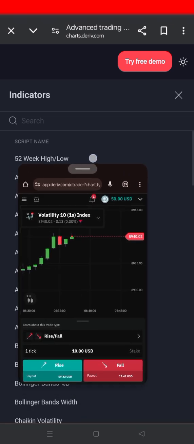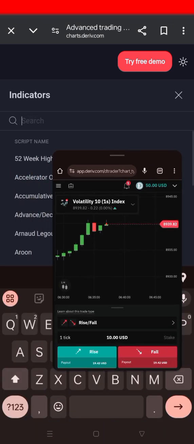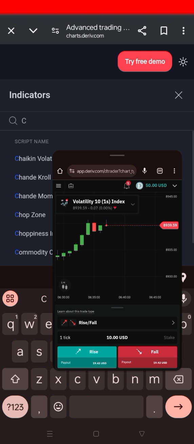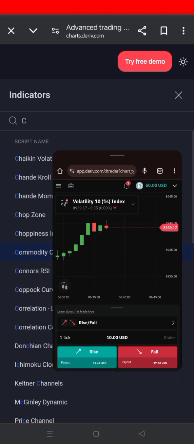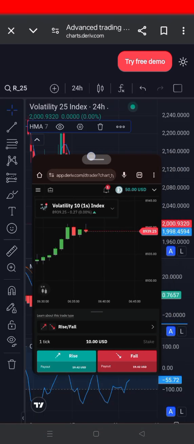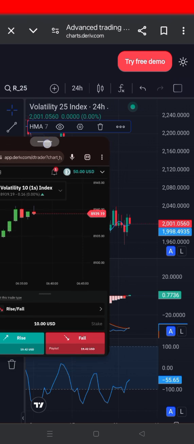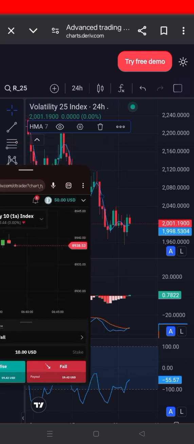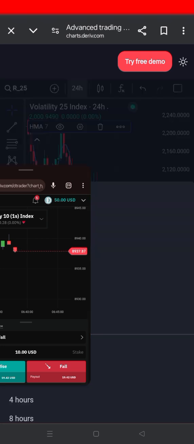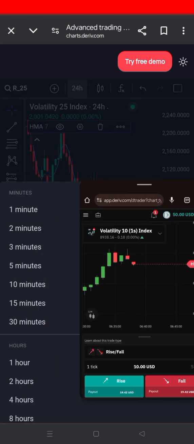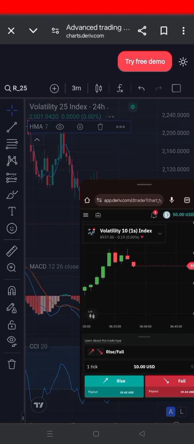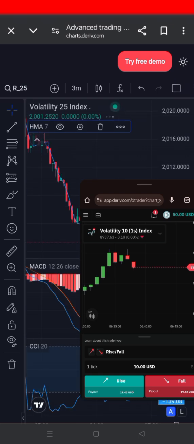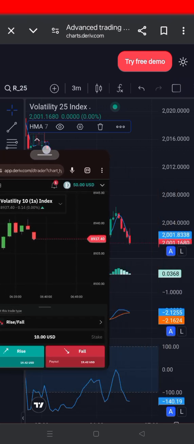The last indicator to use is the CCI, the Commodity Channel Index, which is very useful. You input it, and we are done inputting all the indicators. The Commodity Channel Index is what will be helping us. For the time frame, you put 3 minutes, and that's Volatility 25. As you are trading, you can trade what you have analyzed.